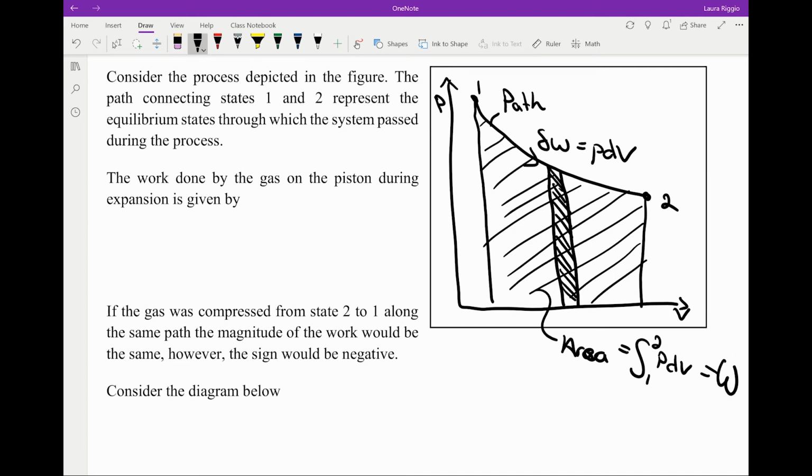So the work done by the gas on the piston during expansion is given by our integral of P dV, which is equal to the area under the curve. If the gas was compressed from state 2 to state 1 along the same path, the magnitude of the work would be the same. However, our sign convention would change.